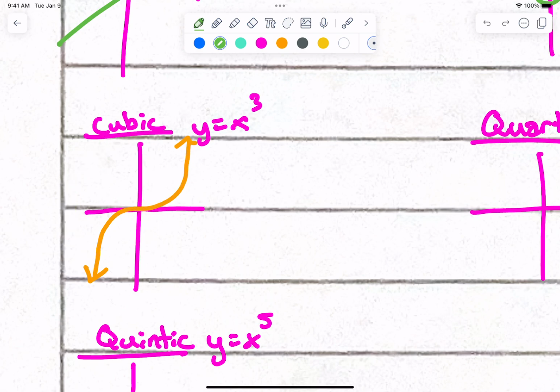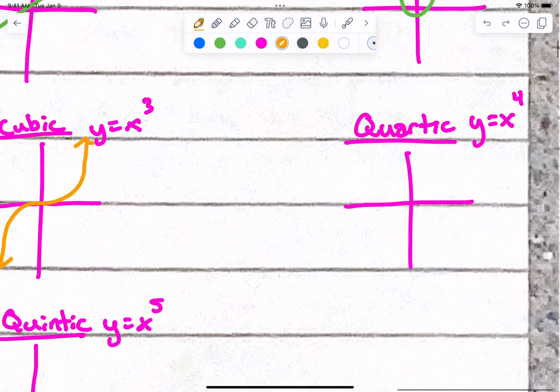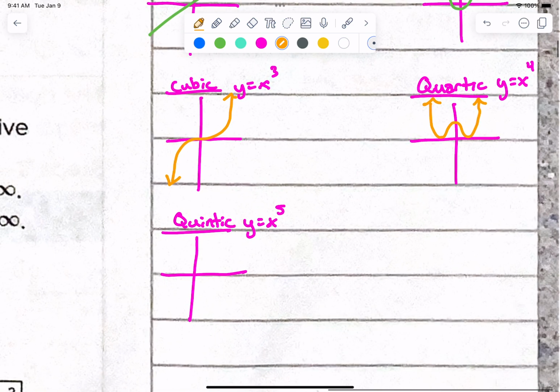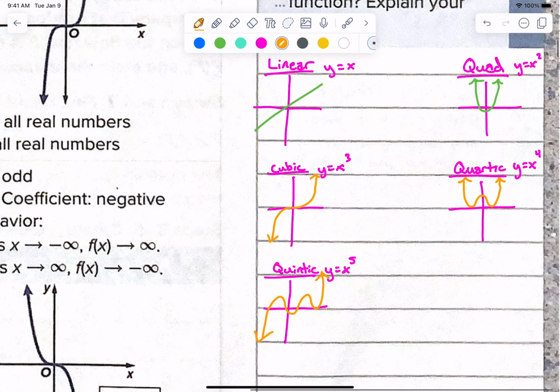If we go over to quartic, do you know what it looks like? It's a U, isn't it? It is like a W. A quartic function looks like a W. What about a quintic function? It's like a W, but one hump is down, a two-hump shape. It looks like that. Okay, are we ready to compare?